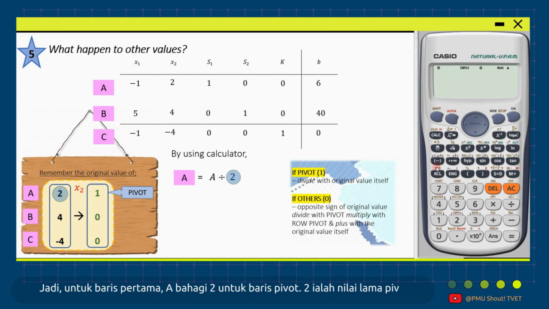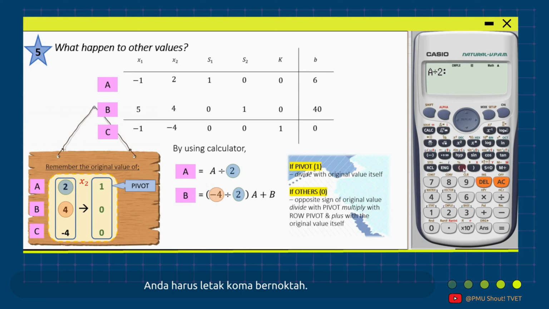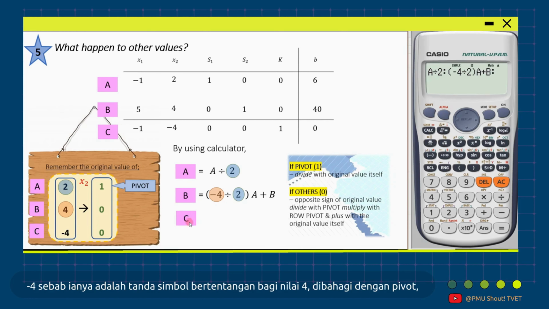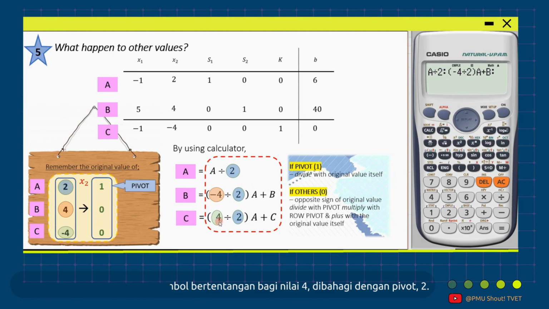For the first row, which is A divided by 2 for the row pivot, 2 is the old value of the pivot, and then you must put a semicolon. Then you define the second row: bracket -4 divided by 2, close bracket, A plus B. -4 because the old value is 4, so it is the opposite sign, divided by the pivot itself, 2, times the row pivot, plus the row itself, which is B. Same goes for row C.